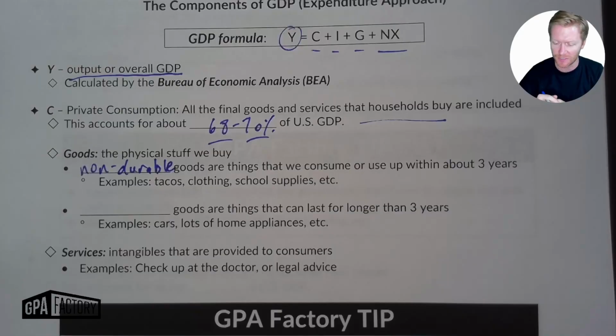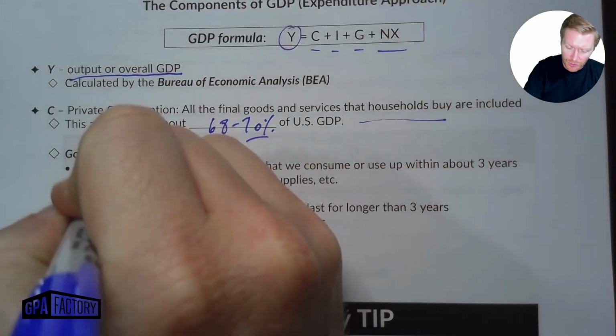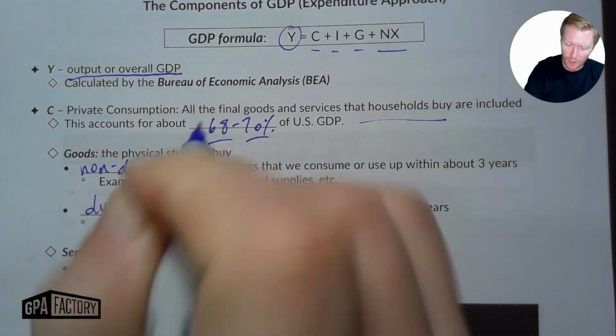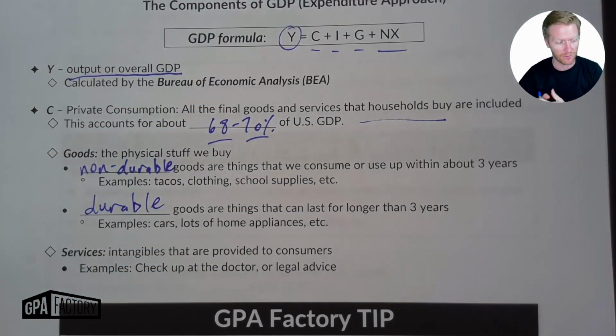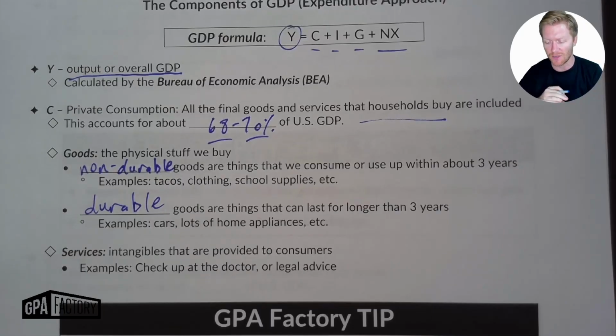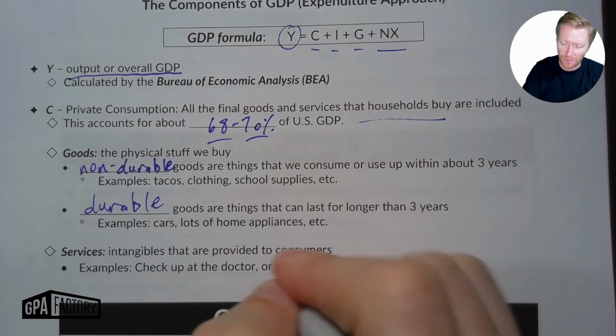Again, just textbook definition type stuff, versus durable goods, which are ones that are going to last longer than 3 years. So they're going to be around for a little while. There's going to be things like cars, lots of home appliances, things like that. So those are goods. Services, on the other hand, are going to be intangibles that are provided to consumers.